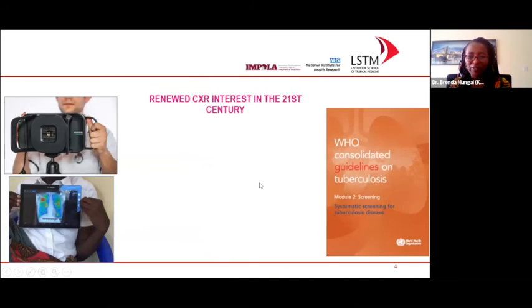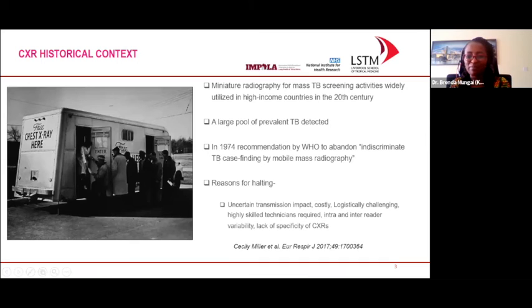Sorry, I'm trying to get this. I hope you can see my screen without the toggle bar.